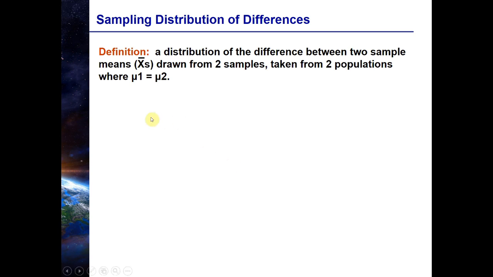All right, now I don't expect anybody at this point to understand what the definition means. I'll read it out, but we're going to come back to it. So what is the sampling distribution? Remember this, a distribution of an estimate. The sampling distribution of differences is a distribution of the difference between two sample means, so 2 X bars, taken from 2 samples, which are derived from 2 populations, where mu1 equals mu2. Get it? No? Okay, don't worry.